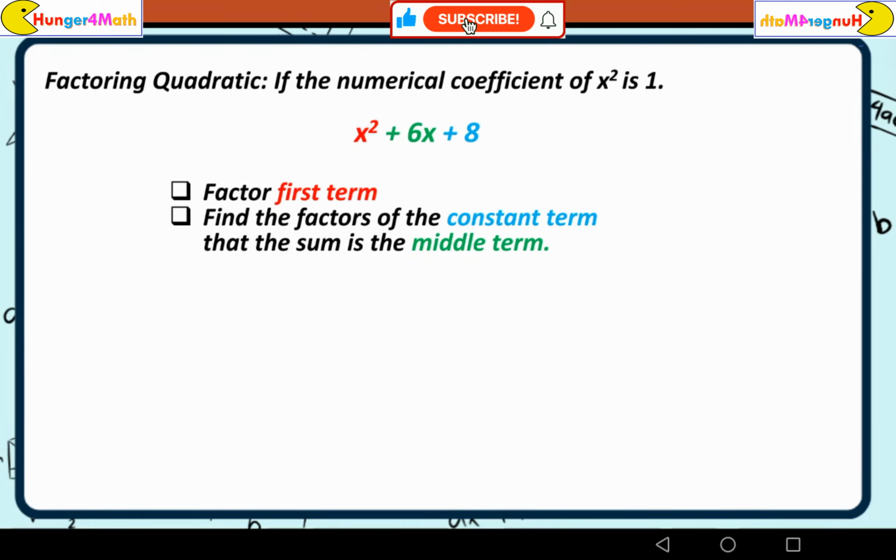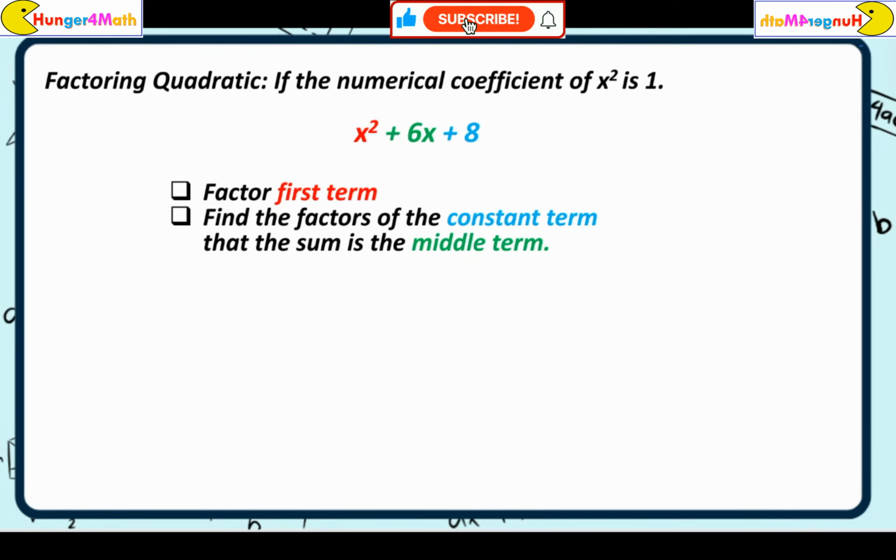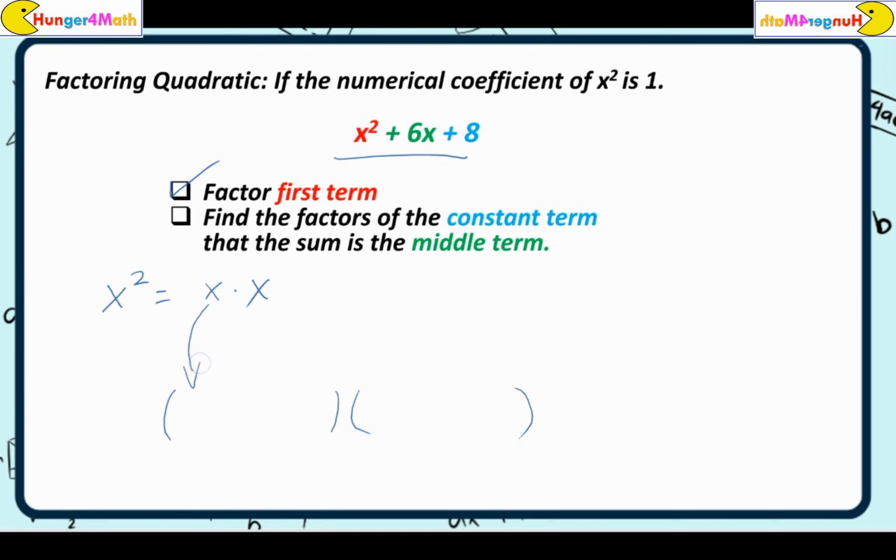Second way to factoring quadratic is if the numerical coefficient of x squared is 1. So for example, we have x squared plus 6x plus 8. So to factor this, first we need to factor the first term, which is the x squared. So if we have the x squared, the factor of that is x times x. So we're going to use two parentheses. And the first x, we're going to put it here. And the second x, we're going to put on the second parenthesis.